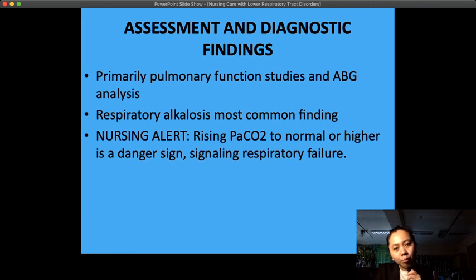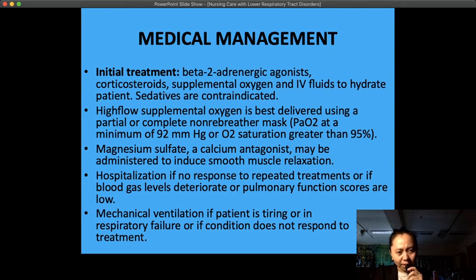All right, and then assessment and diagnostic findings, so ABG analysis, and then nursing alert: rising PaCO2 to normal or higher is a danger sign. It would signal a respiratory failure. So, if the PaCO2 in the laboratory results is higher than normal, if there is a deviation, report it. Report to the doctor, clarify, because the patient might go into distress. Okay?